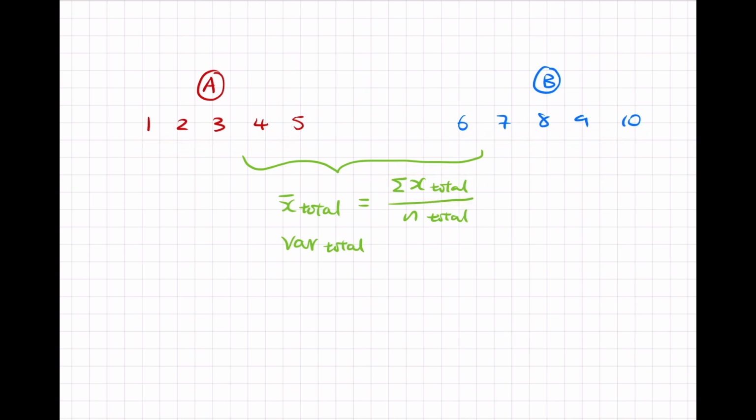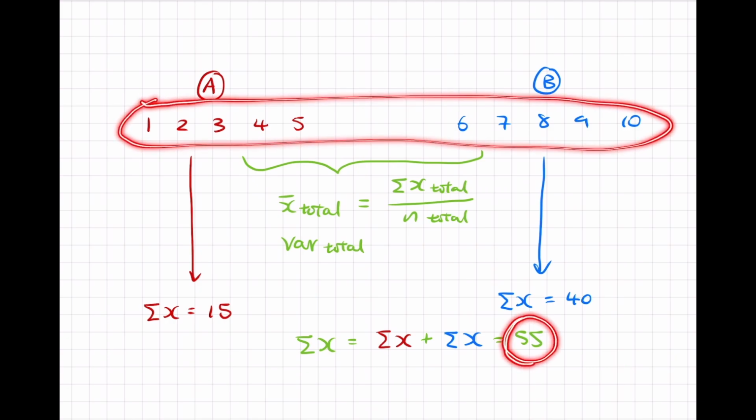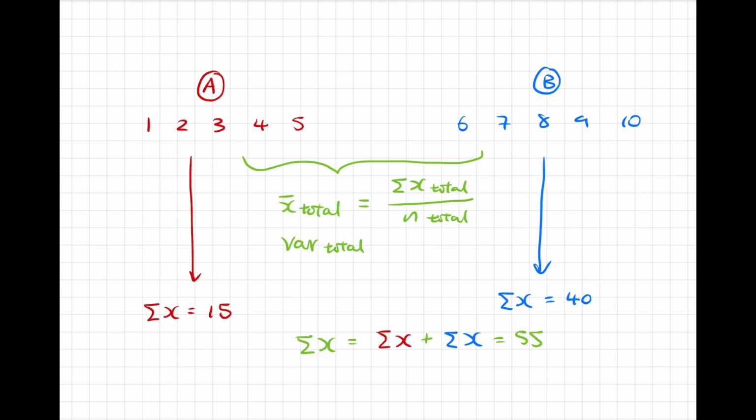For the first set of data, we know that the sum of x is going to be 15. For the second set of data, the sum of x is 40. So let's look at sum of x in total. You can double check. If you add 1 to 10 altogether, you get a total of 50. Therefore, in order to work out the total sum of x, you can simply add sum of x of the first set of data and the sum of x of the second set of data.